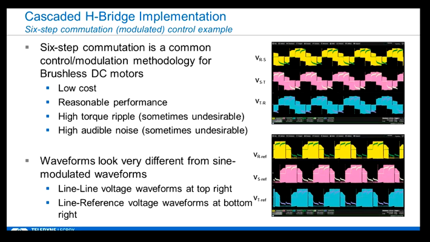This is what they would look like for a line-to-line voltage measurement, and you can really see the six steps here when you look at the R to neutral, or in this case, R to reference. Here we've got no voltage on the R winding in these two steps, and then some voltage, voltage, voltage, some voltage, and then no voltage. So when you look at R to reference here, you can really see the two steps where no voltage is being applied and four steps where it is.